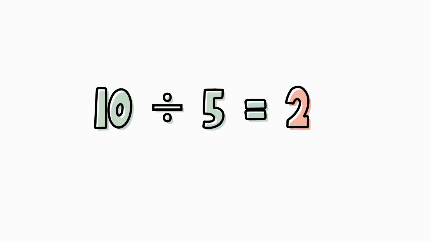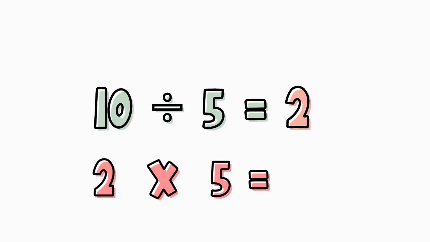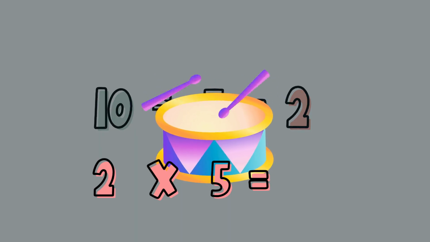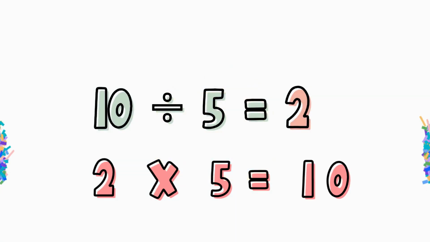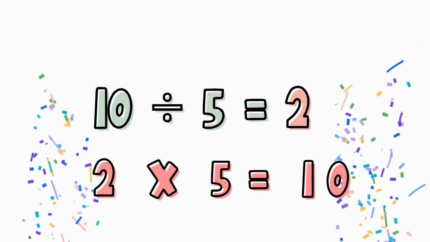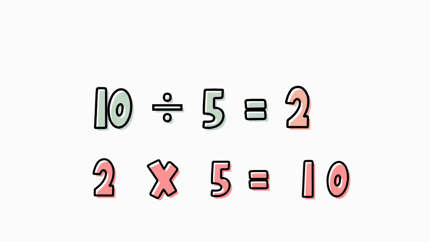So if I were to read this equation backwards and use the inverse operation, it would be 2 times 5 equals, drumroll, 10. And that is how I know that I am correct. If the multiplication fact family and the division fact family are the same numbers, then I know that I am correct.